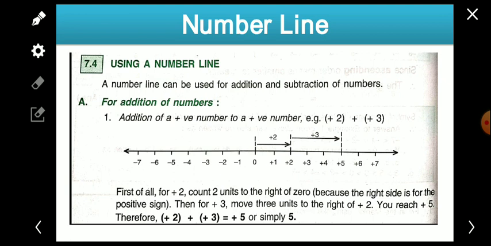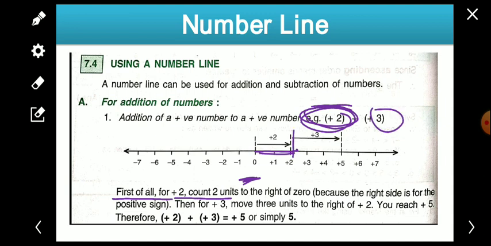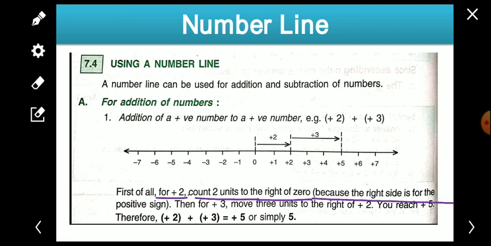First of all, plus 2 counts as 2 units. For representing plus 2, we start from 0 and go 2 units, because to plus 2 we have to add plus 3. So for plus 2 we count 2 units to the right of 0, because the right side is for positive numbers. To the left of 0 negative numbers are there, but here plus 2 is a positive number, so we move towards the right of 0, 2 steps.